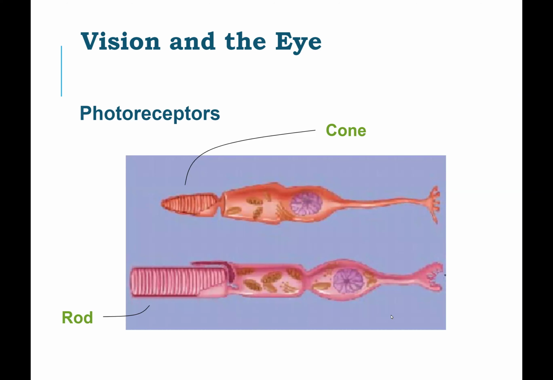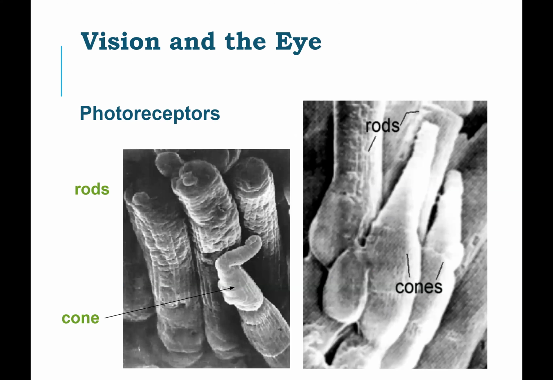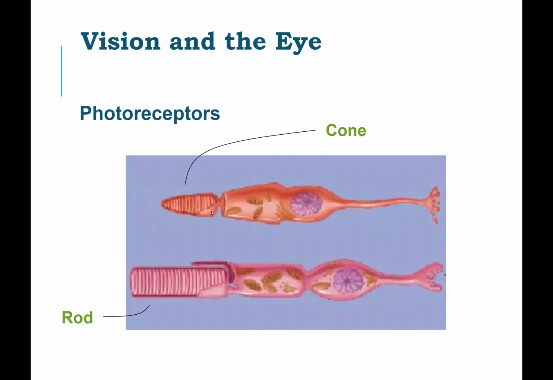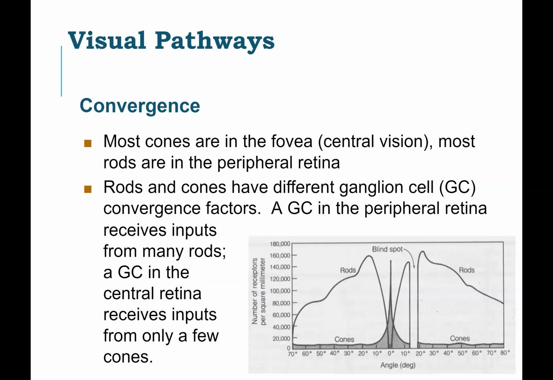Cones and rods look different. This is how they actually look under a microscope. A cone would look like this, rods would look like this. So these are the schematics inspired by the real shape under a microscope. This is how the distribution looks.